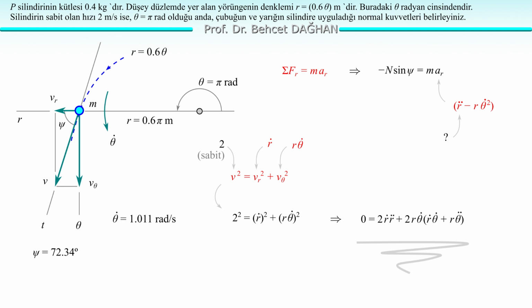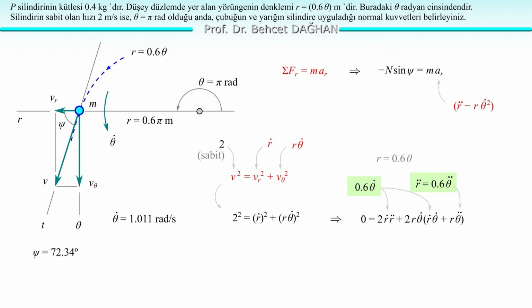Of course, we need to know how to take derivatives here. Our subject is dynamics, not mathematics. You should be able to take these derivatives or integrals. Yes, we obtained this equation. Now we will find the r double dot from here, but first there are some things we need to find.